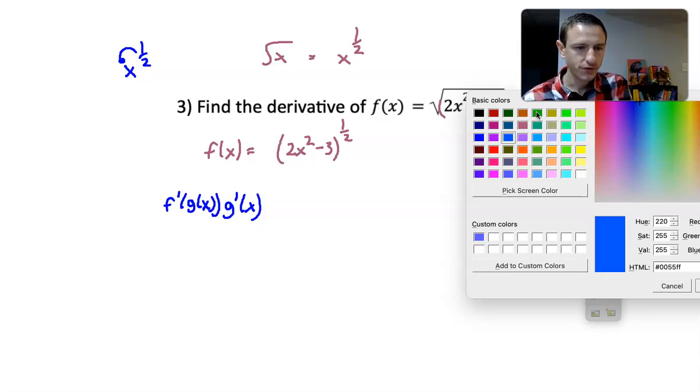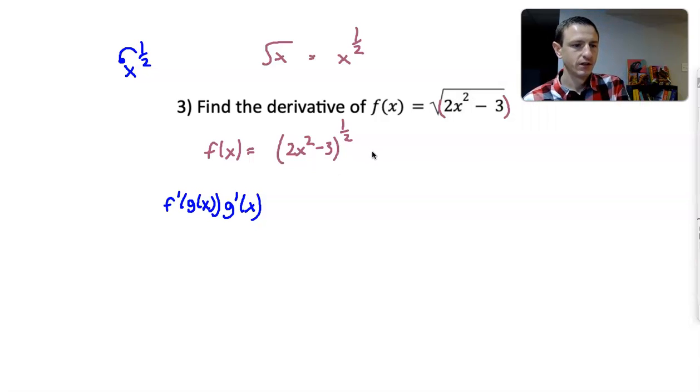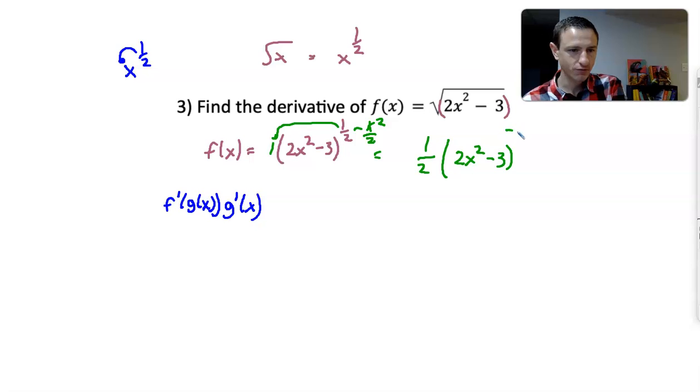Let's go ahead and do that. I'm going to do 1/2 times 1, so I get 1/2. And then our g of x function, the function on the inside, we don't do anything with that just yet. We just leave it as 2x squared minus 3. And then I want to subtract 1 from the exponent, just using that power rule. So 1 minus 2 is negative 1 over 2, so negative 1/2.